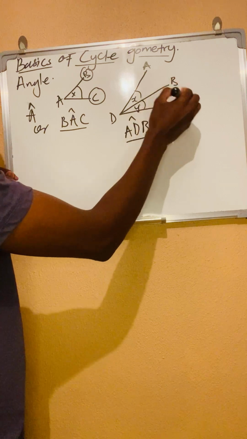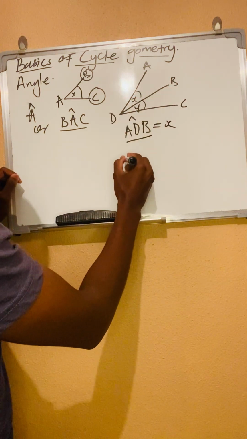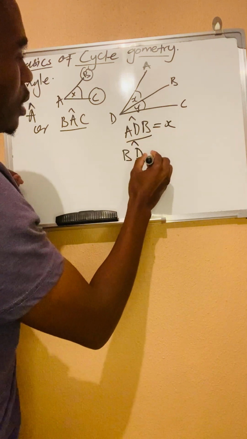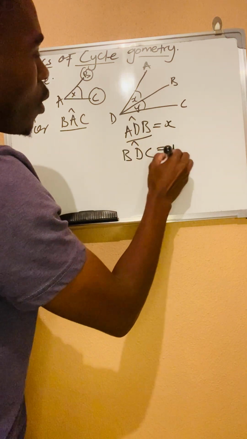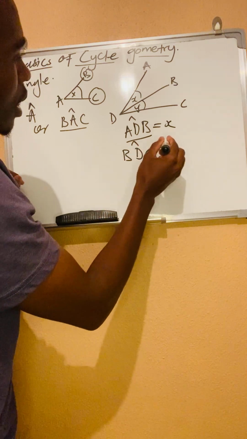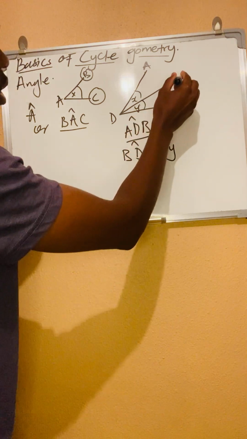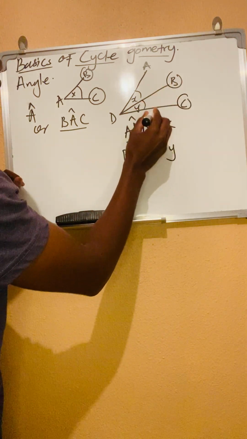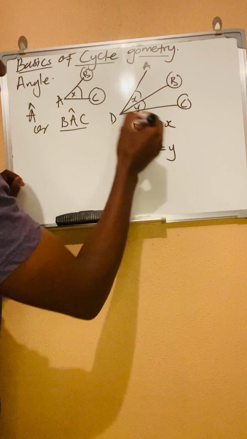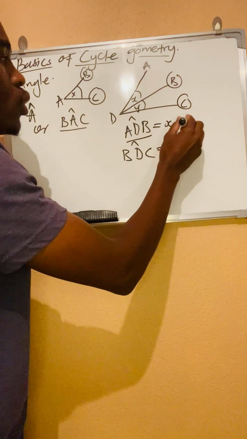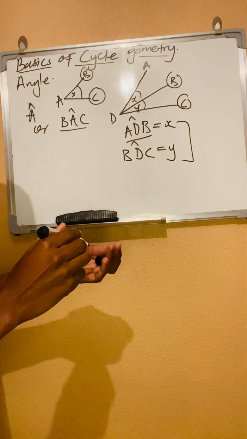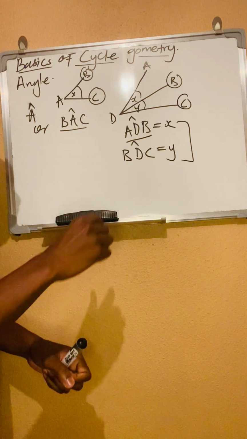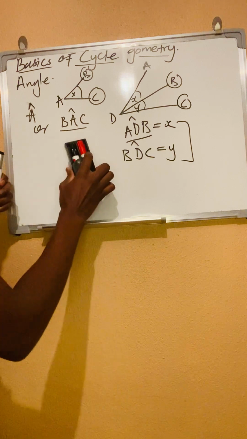Y is between B and C. So now we're gonna say angle BDC is equal to Y, because Y is between B and C. So your X here is between A and B. So this is what you have to know in circle geometry, so that you can be able to name angles accordingly.